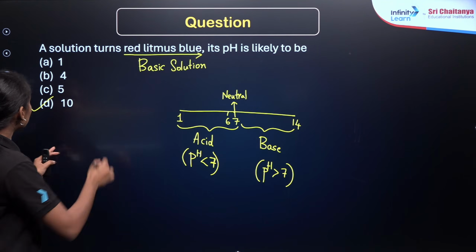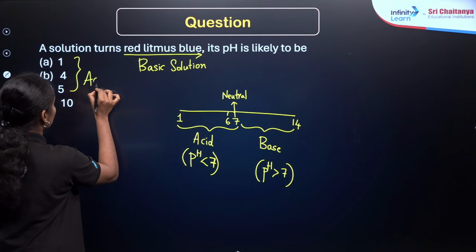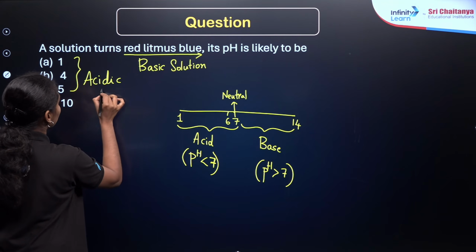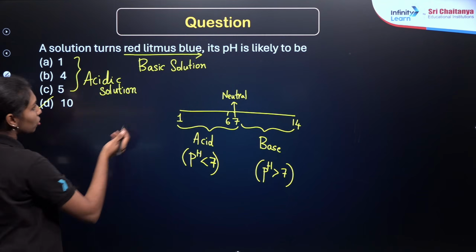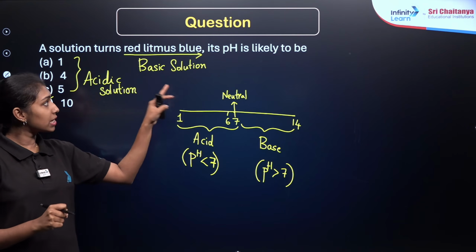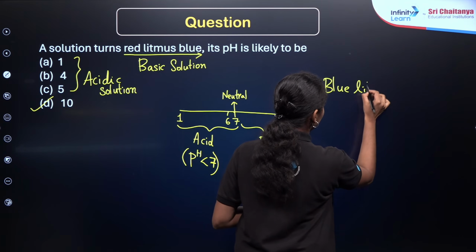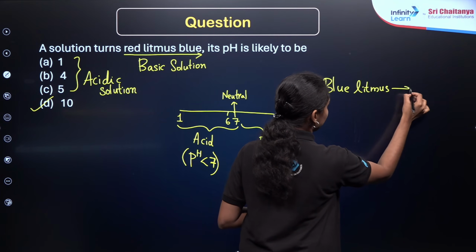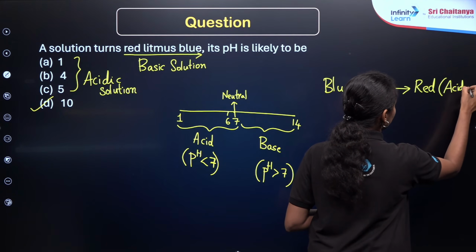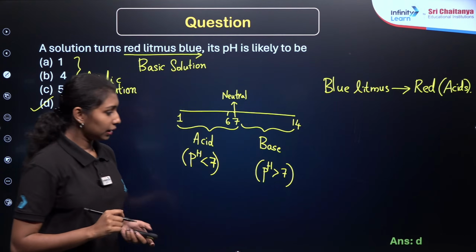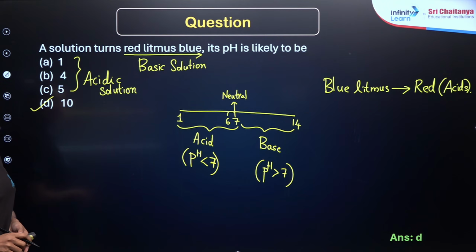I hope you understand. So as you can see over here, these 1, 4 and 5 belong to pH less than 7, which means these are acidic in nature. Then what will be the litmus paper change for the acidic solution? Just reverse, right? Acidic solution will change the blue litmus to red. So option D will be the correct answer. Now we are moving to the next question.